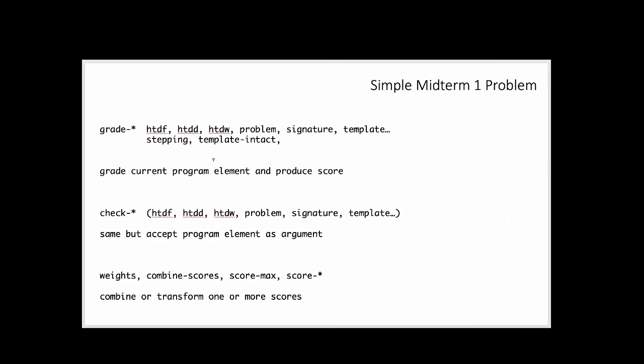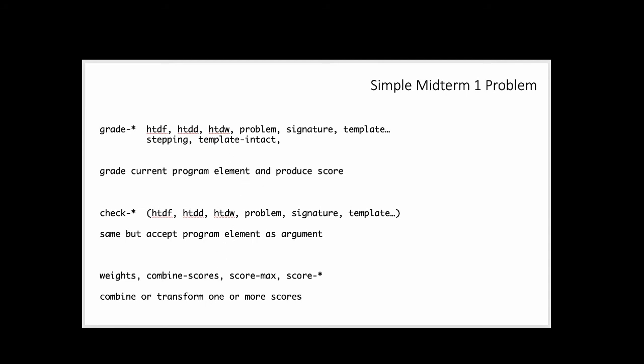Let me summarize that a little bit by saying there's kind of 3 kinds of primitives in that domain-specific language. There's these grade star primitives that basically grade the current program elements. So HTTF, HTTD, HTTW, problem, signature, template. We have a special one for doing stepping problems. We have another one that checks whether they've preserved a template properly when they used it. Below that, there's a level of similar functions that actually operate on program elements as opposed to the current program element. That lets us do some more complicated teasing apart of the program if we want to do that.